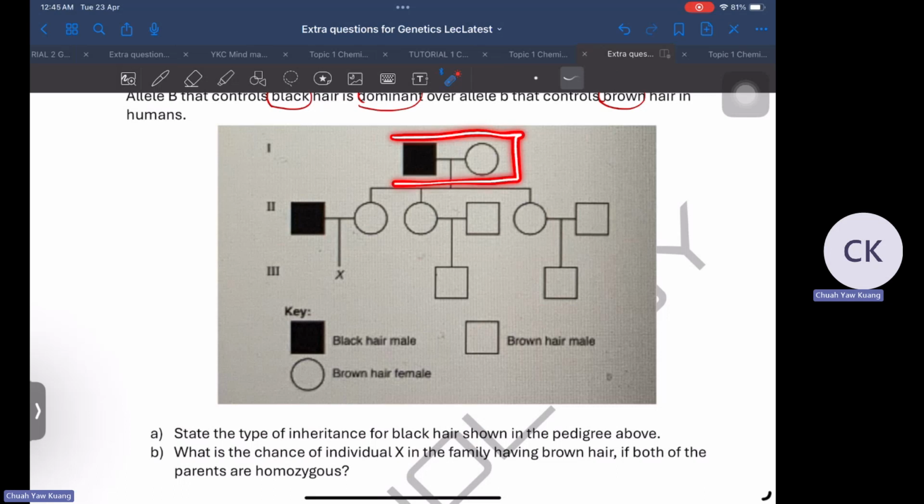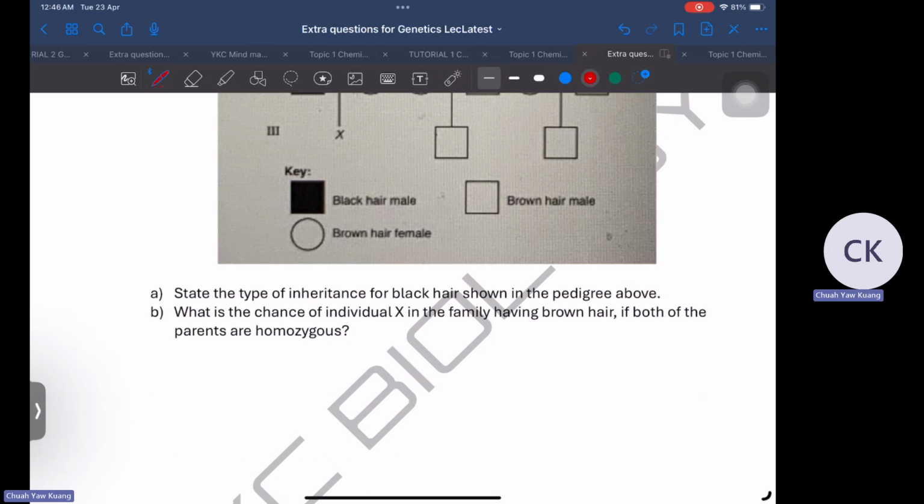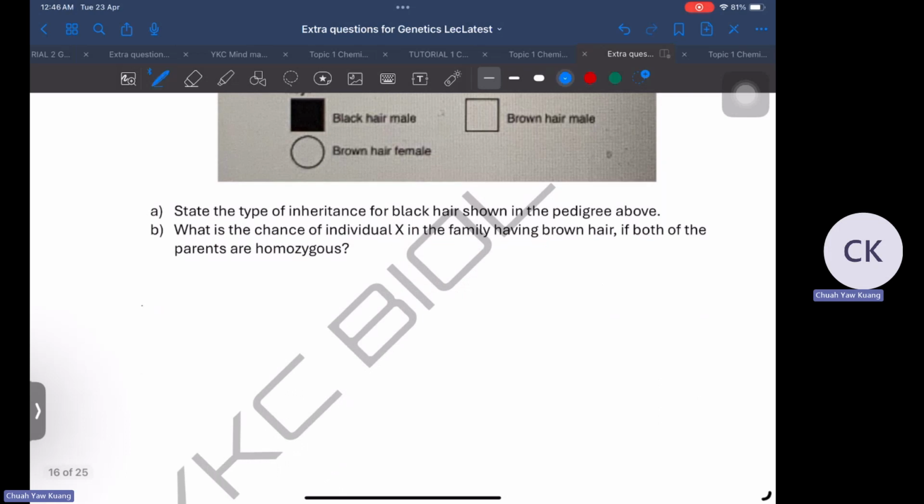We will use the Punnett square and try to figure out, let's say, these two individuals: according to what is shown here, the black hair male and the brown hair female. We let them cross. As for now, we are not sure whether this is a normal Mendelian model or a sex-linked gene yet, so we have to assume first. We assume that this is sex-linked.